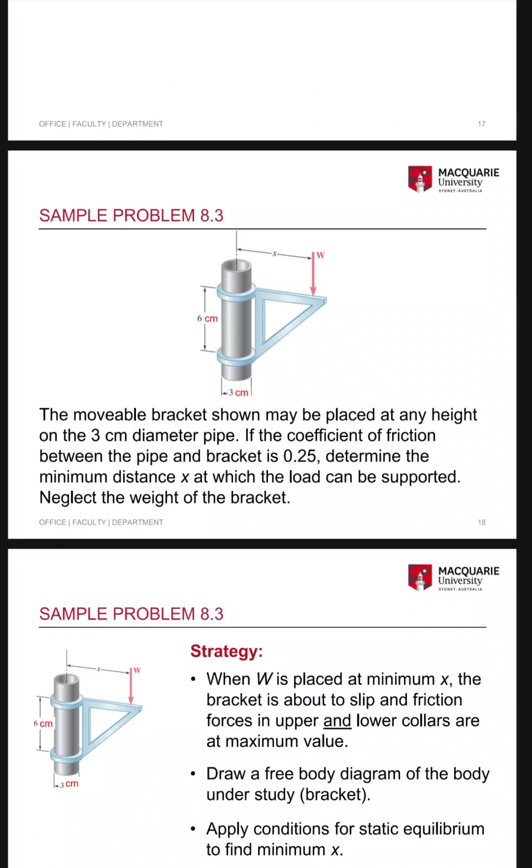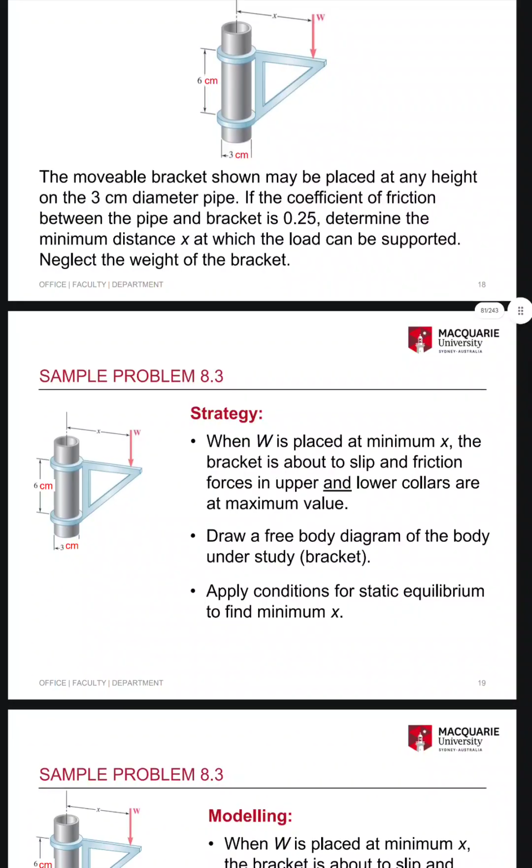So sample problem 8.3. The movable bracket shown may be placed at any height on the 3 cm diameter pipe. If the coefficient of friction between the pipe and the bracket is 0.25, determine the minimum distance x at which the load can be supported. Neglect the weight of the bracket.